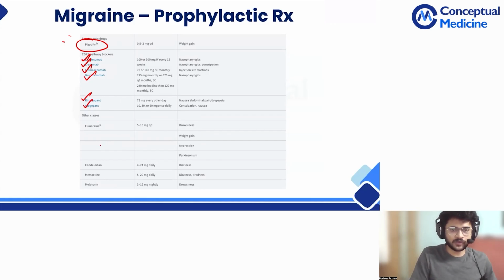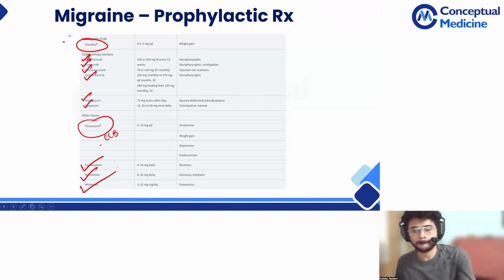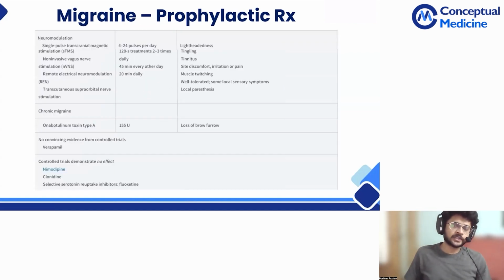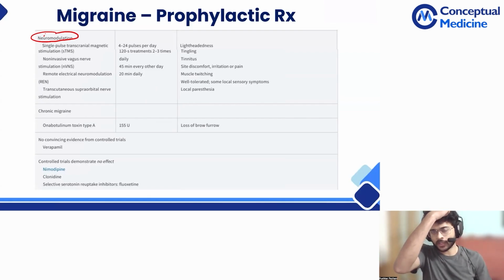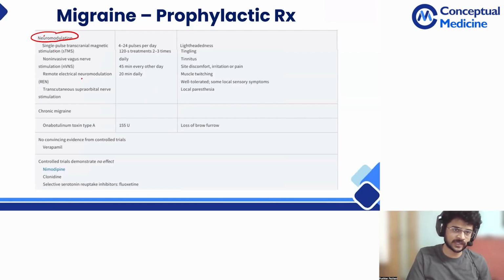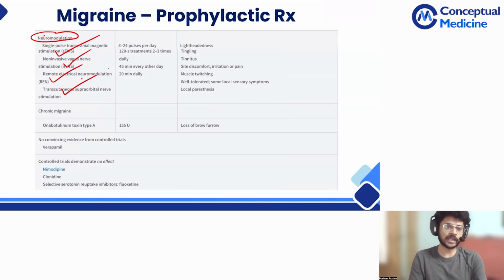Other medications is flunarizine, very, very commonly used. It's a calcium channel blocker. Then you have candesartan, memantine, and melatonin. Neuromodulation, very, very important. It's not only used for the acute attack of migraine, it's also used for your prophylactic management. So your transcranial magnetic stimulation, your non-invasive vagal nerve stimulation, remote electrical neuromodulation, and Cefaly device, that is your transcutaneous supraorbital stimulation.